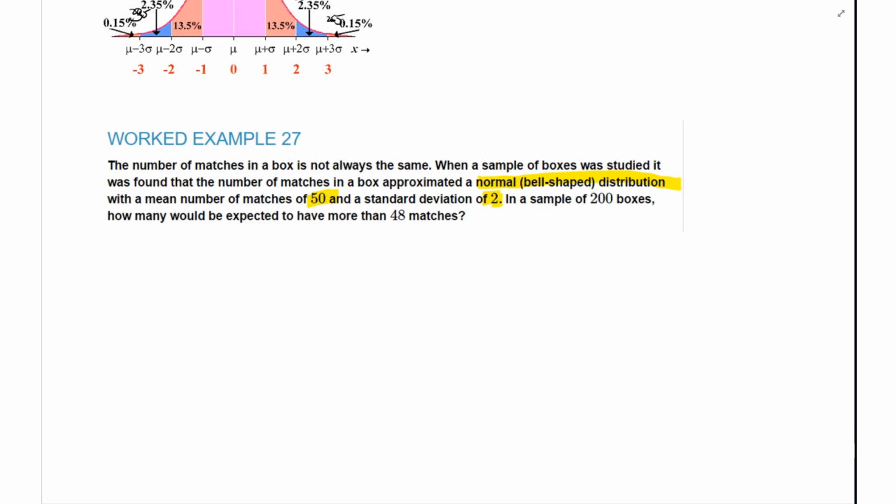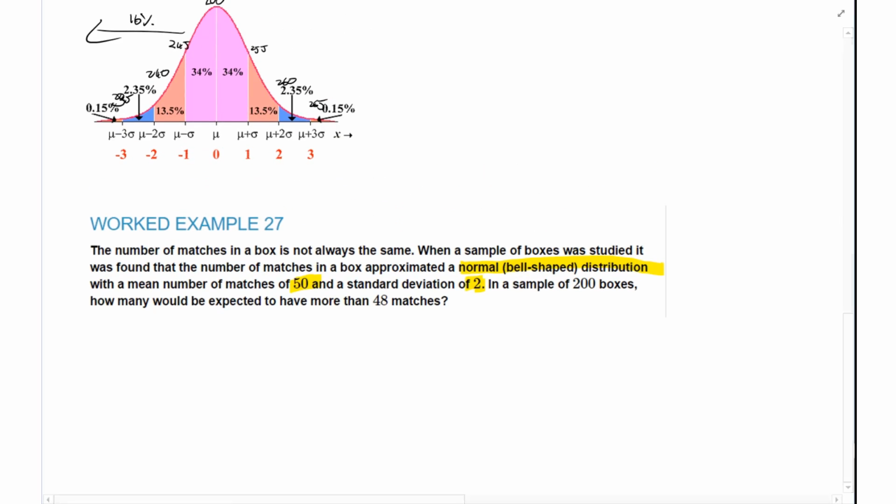So here's another worked example. We're going to use this thing again as well. So let's erase some of that.